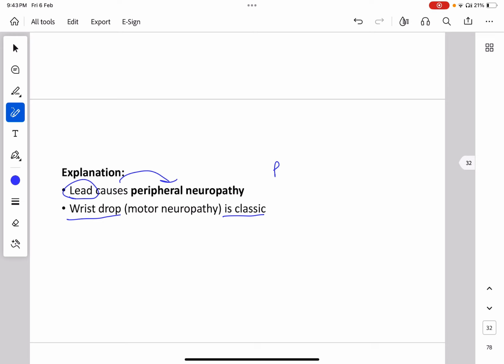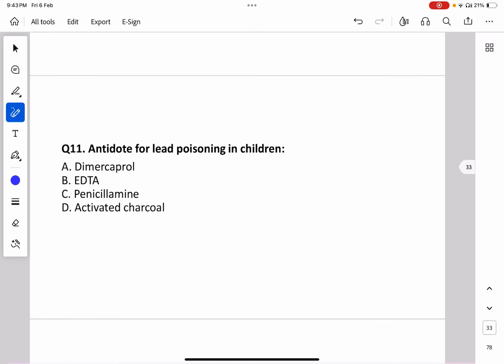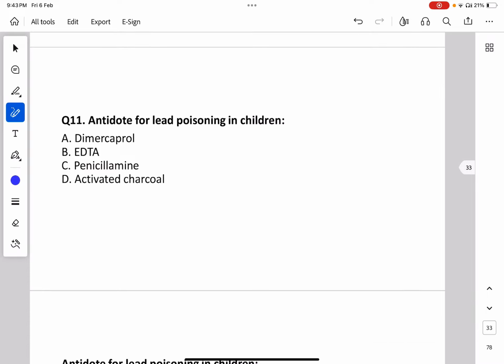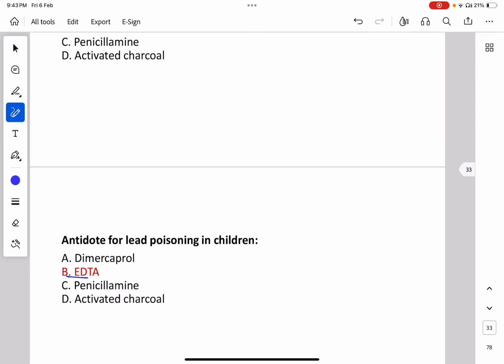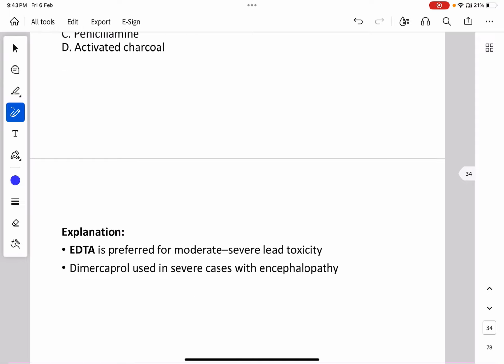If we go into detail about which type of neuropathy, lead poisoning leads to pure motor neuropathy. These are important points about lead poisoning. Now, the antidote for lead poisoning in children is EDTA. So, the antidote for lead poisoning is EDTA.